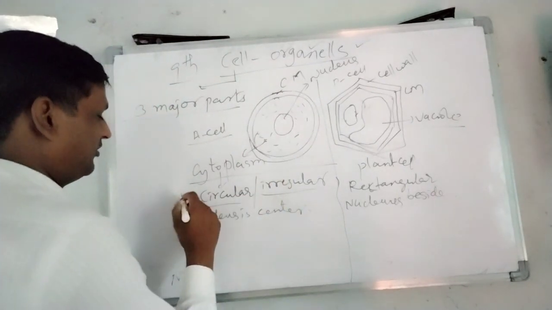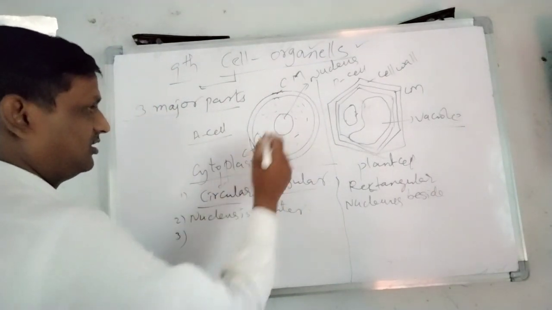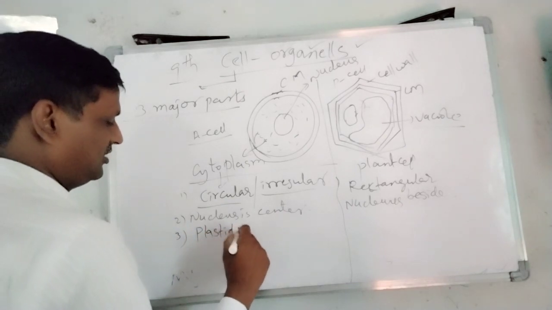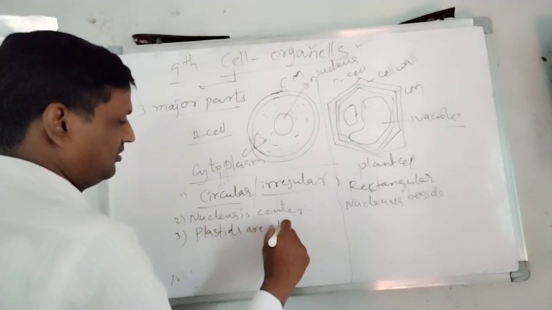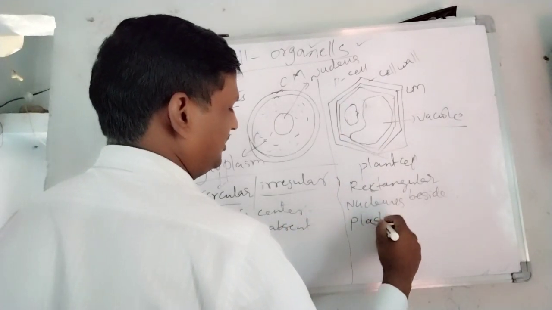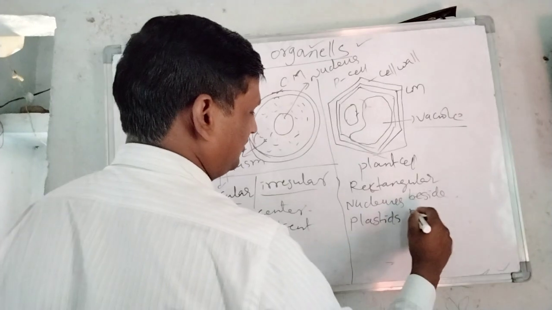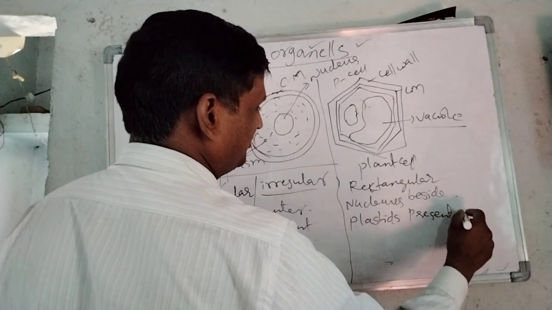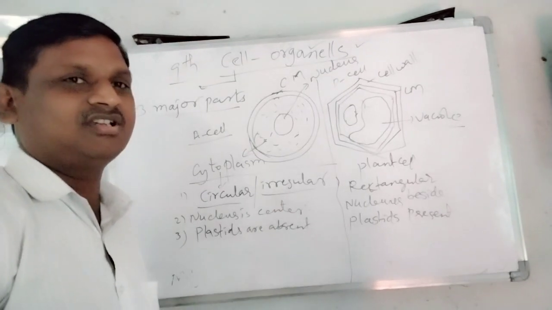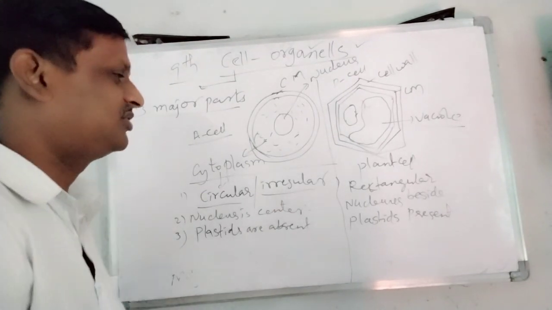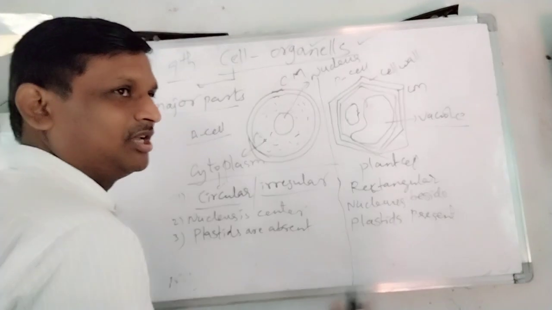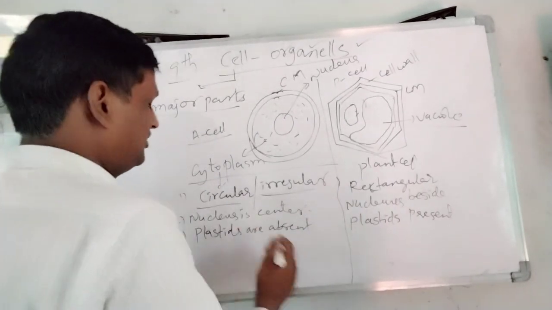And next is one more major important factor. Plastids are absent in the animal cell. But here, this is the plant cell, so plastids are present. Generally we can see three different types of plastids: chloroplast, green in color; leucoplast, white in color; chromoplast, different types of color. Different types of plastids are there, like amyloplast.